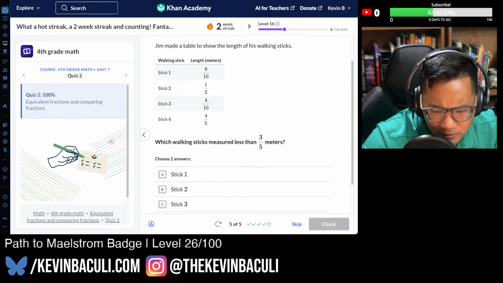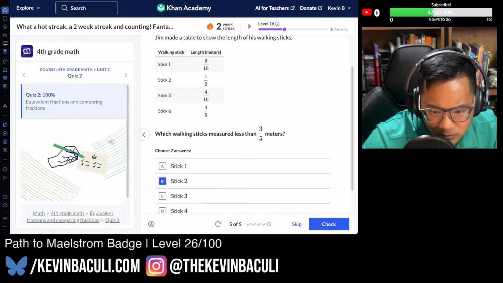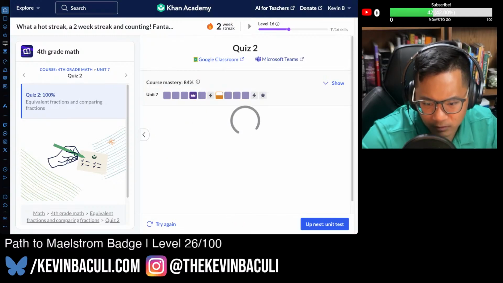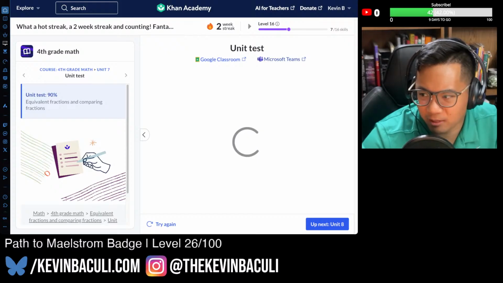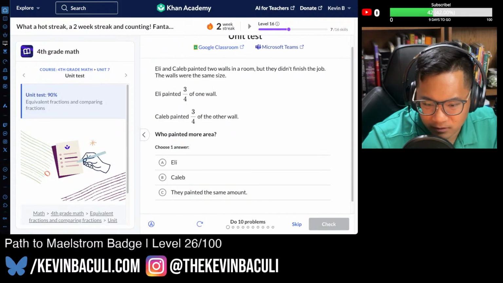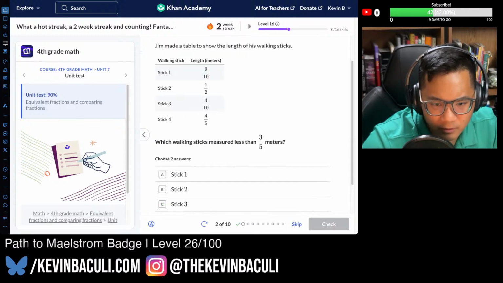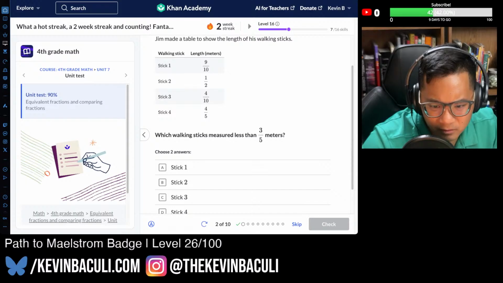Which walking sticks measured less than 3/5 meters? Stick 2. Stick 3. Alright, let's go one more time. Let's do this. The table shows walking sticks which measured less than 2 and 3.